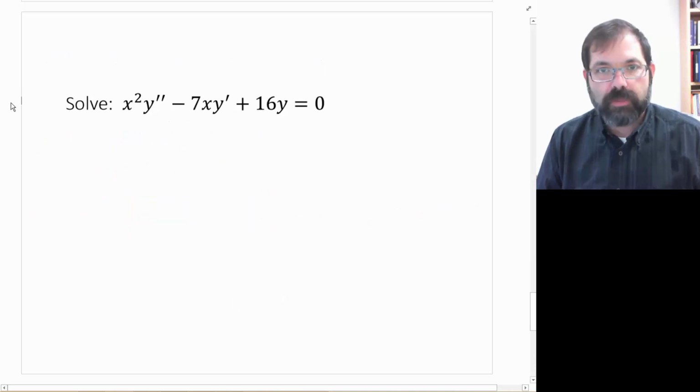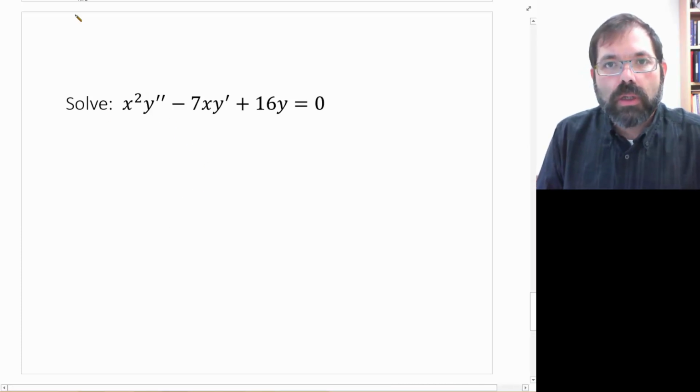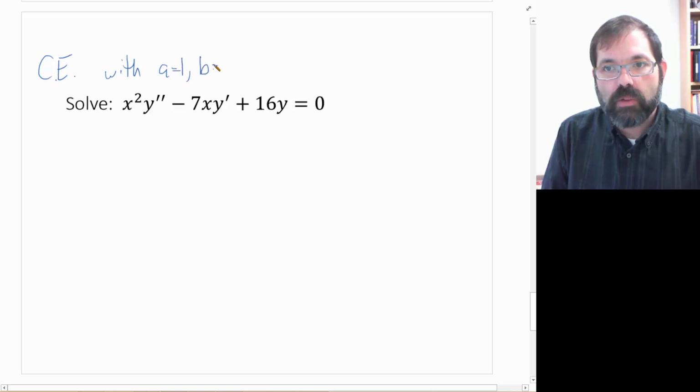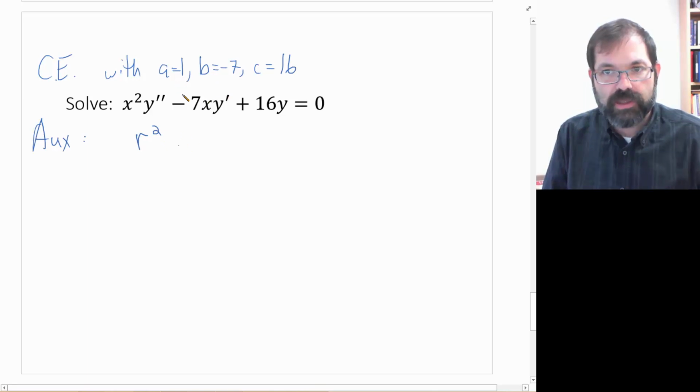All right, and one more example, and again, this would be a good time to pause, maybe try this one out on your own. Again, this is a Cauchy Euler equation with a equal to 1, b equal to -7, and c equal to 16. And so writing the auxiliary equation, I would have 1r squared plus (b minus a). Now b minus a in this case would be -8. So minus 8r plus 16 is 0.